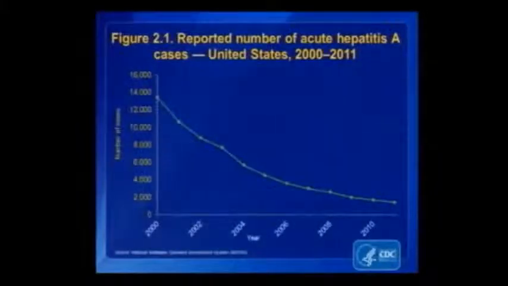This is the incidence of hepatitis A in the United States from 2000 to 2011, and as you can see, there's been a dramatic decrease since 2000 in the incidence of hepatitis A cases in the U.S. I think there's like a 90% decrease since 2000, and of course, that's partly, mainly due to vaccine and public health interventions that we have now for hepatitis A.